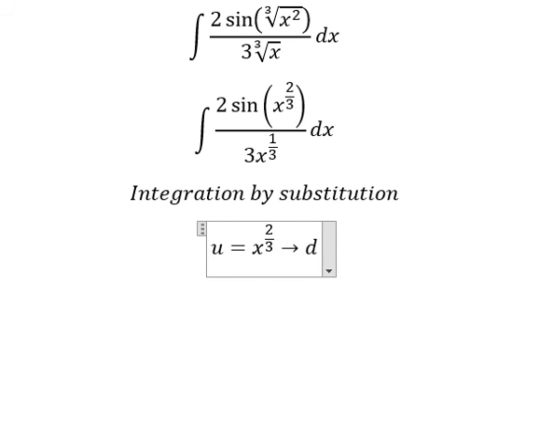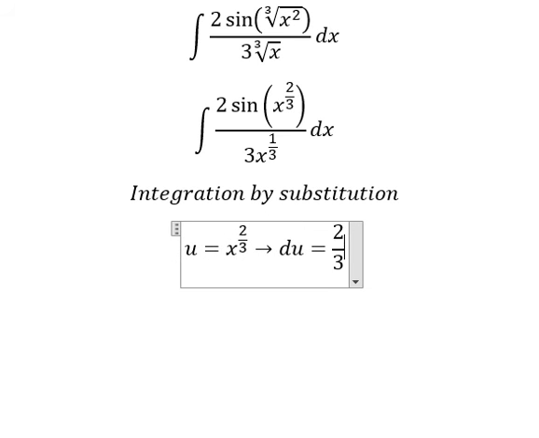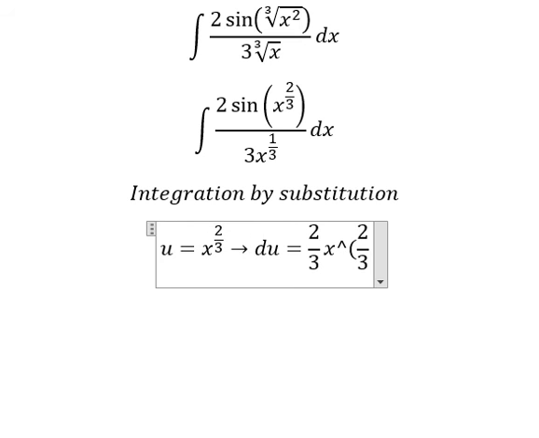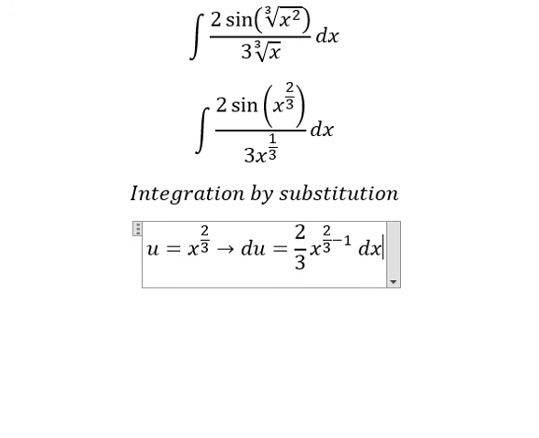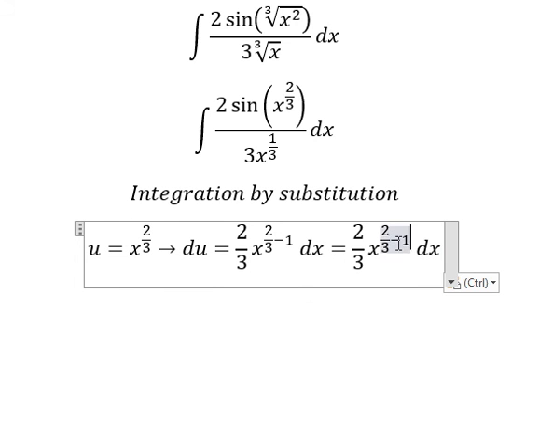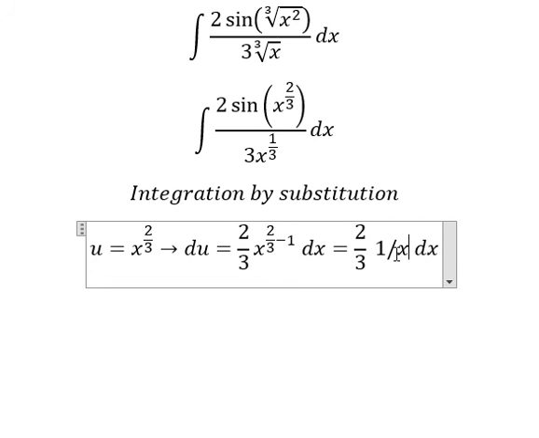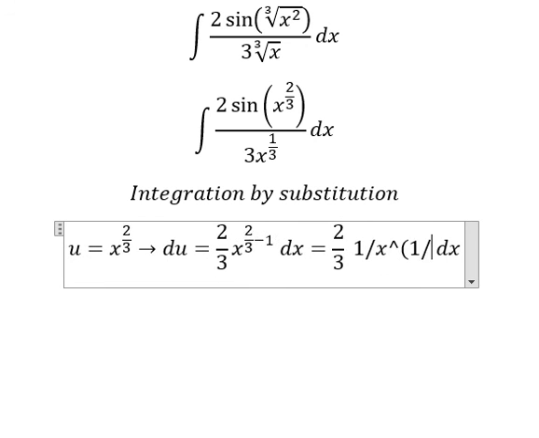If we first take the derivative of both sides, we have 2 over 3 s to the power of 2 over 3 minus 1. And we know that this one is negative 1 over 3. And this one we can write as 1 over s to the power of 1 over 3.